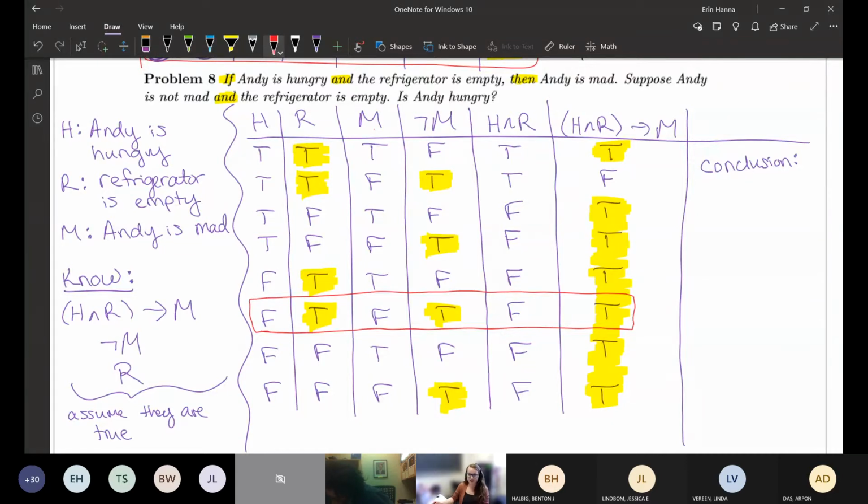And then for a conclusion, we actually have to remember what we were asked. So if we go back to the original statement of the problem, we are asked, is Andy hungry? So Andy being hungry was our H. So H turned out to be false in this situation. So if Andy is hungry is false, that would mean he's not hungry. So the conclusion we can pull is that Andy is not hungry. Because, let me just put this in parentheses just in case, the H value was false.